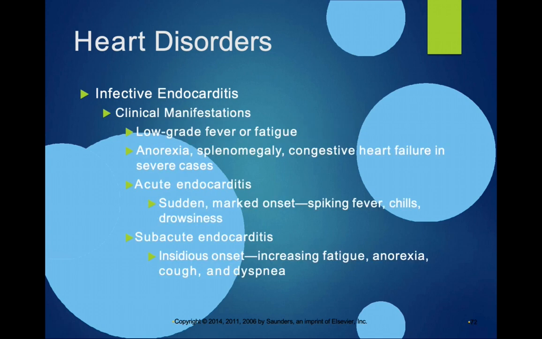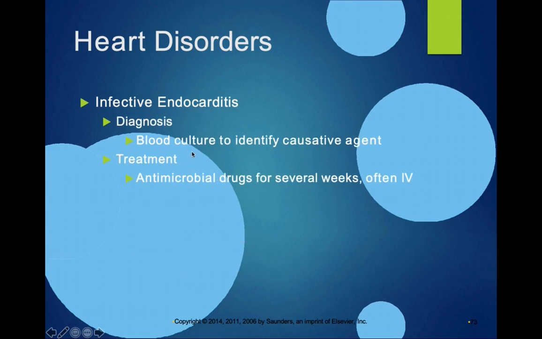Some of the clinical manifestations are going to be low-grade fever, anorexia, splenomegaly, and congestive heart failure in severe cases. With acute endocarditis, the onset is sudden and marked. You can get spiked fevers, chills, and drowsiness. With the subacute form, it's an insidious onset. There's increasing fatigue, anorexia, cough, and dyspnea. The diagnosis is a blood culture to identify the causative agent, and treatment is antimicrobial drugs for several weeks, or even IV.